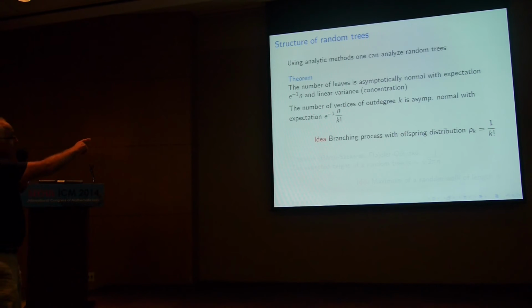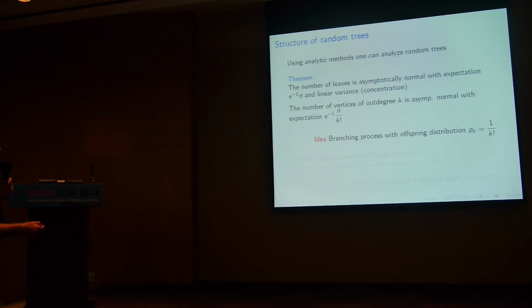But more generally, this is for out-degree 0, but the number of vertices of out-degree k is again asymptotically normal with this expectation. You can prove these analytically. Well, I give you just a kind of heuristic idea, because you can really see that these labeled trees correspond to branching processes, Galton-Watson trees, with this offspring distribution, which is Poisson, conditioned on the total size being n. And this is the reason behind this result.